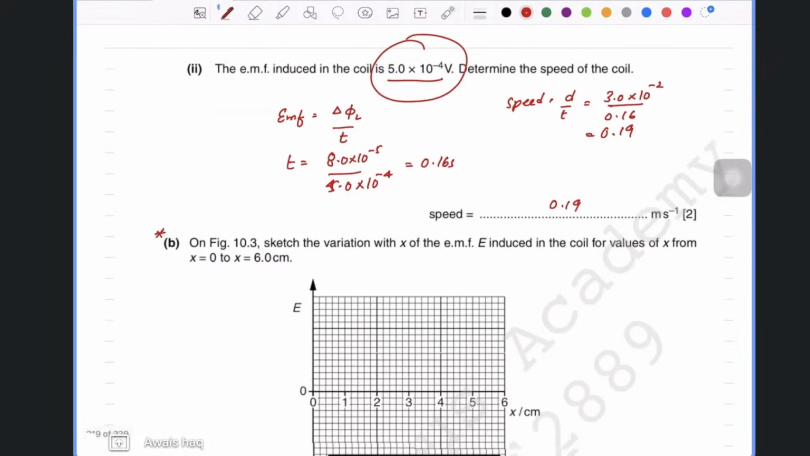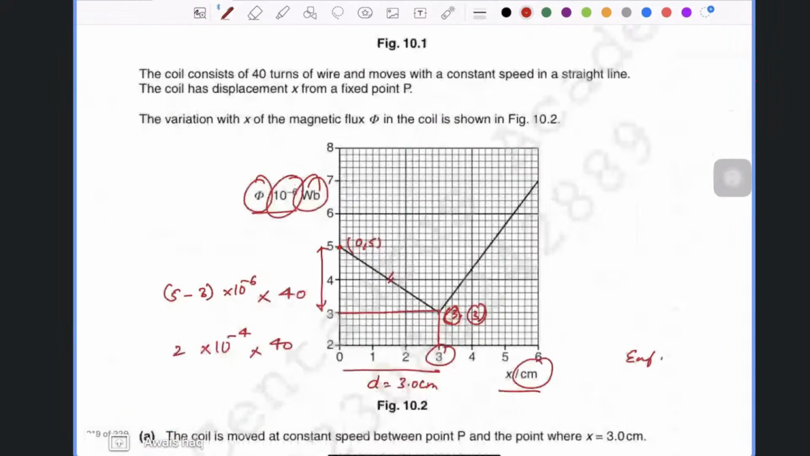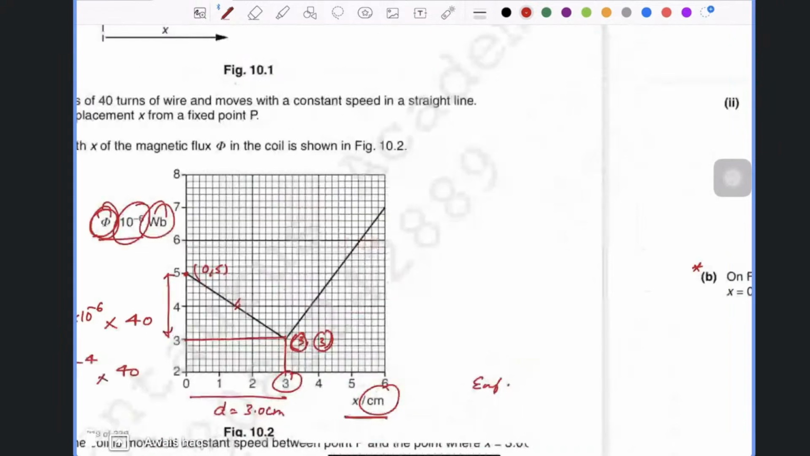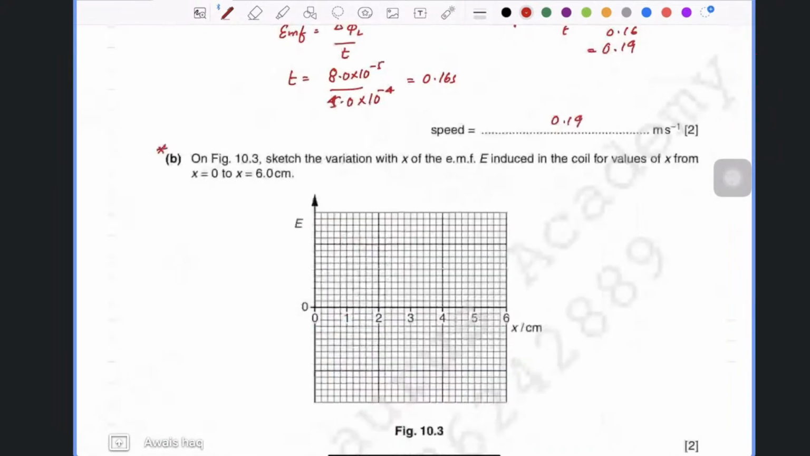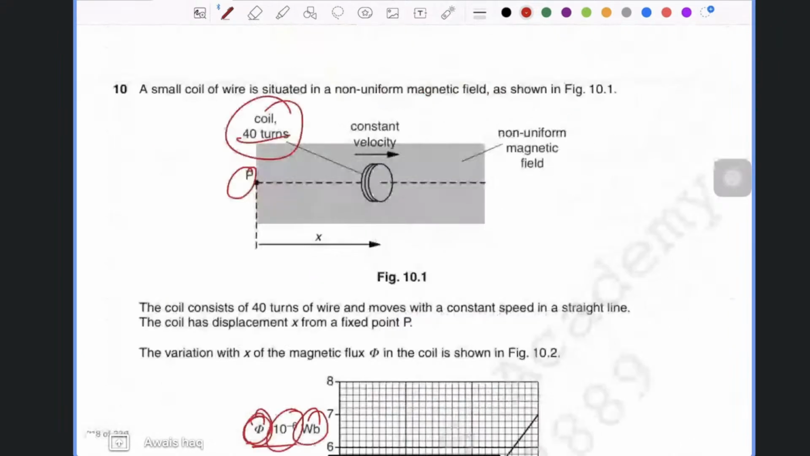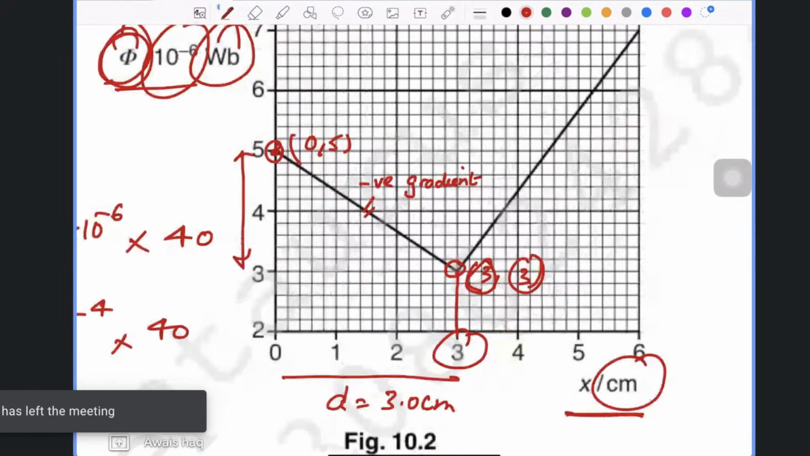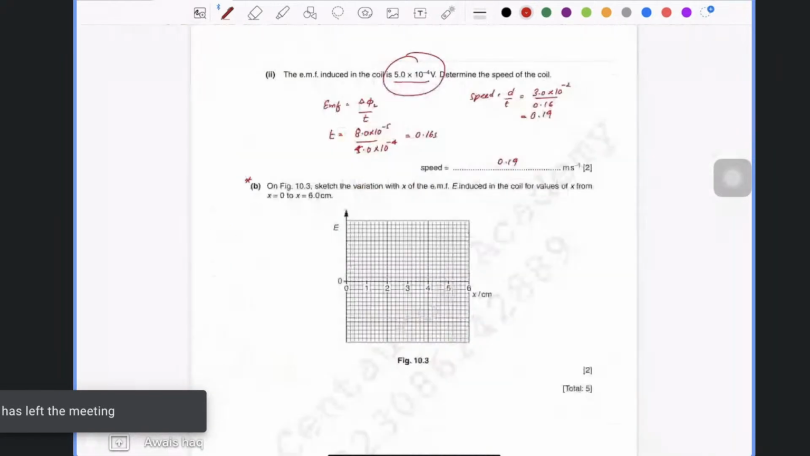Now, because this is flux linkage and time, right? So we've got to do that. So we need to understand that within this section, if you look at the flux linkage here, you might realize that the change in flux linkage is this much. It is a negative gradient. Everybody understand that? So when you're drawing this, you need to make EMF positive and constant.